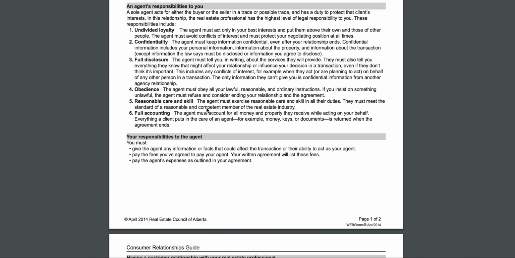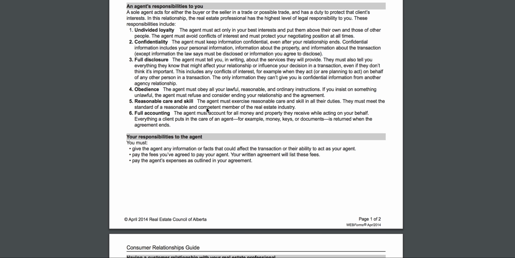We owe you 6 different responsibilities. Number 1 is undivided loyalty. So we act on your behalf and in your best interest. We also avoid conflicts of interest that may arise when a real estate transaction is going on. Sometimes these things arise. We'll talk about them slightly later in the document.